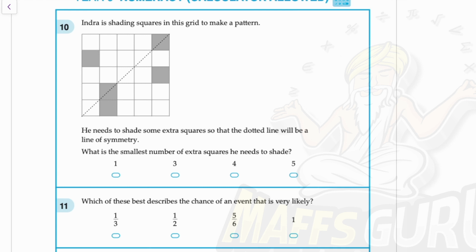Okay, so for this to be a line of symmetry, this square here would need to be shaded to match this one here. This one here would need to be shaded to match this one here. And then what would we need? We would need this one here to be shaded as well. And then that would give me my line of symmetry. So it would be 3 extra squares.